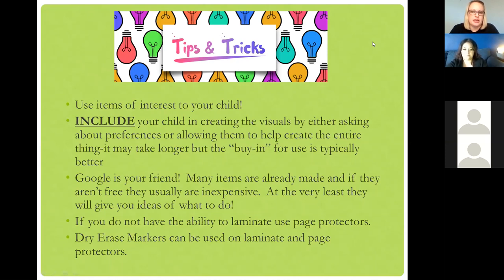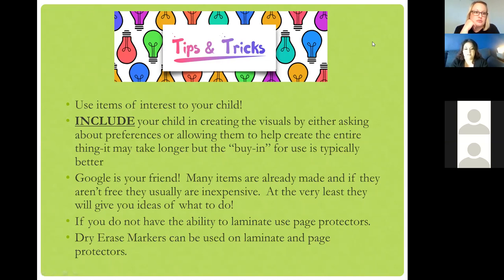I did a token system with a client, and we sat down and made it. He liked Legos, so we Googled Lego guys, and each token was a different picture of a Lego guy. So Google is your friend. So many items are already made, and if they aren't free, they're usually inexpensive. At the very least, they'll give you ideas of what to do.